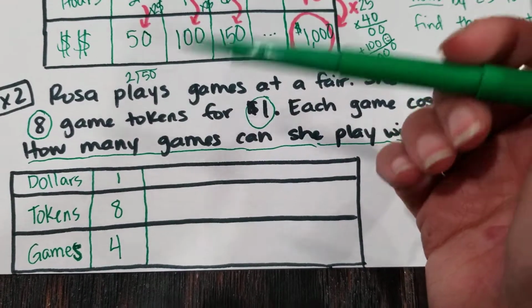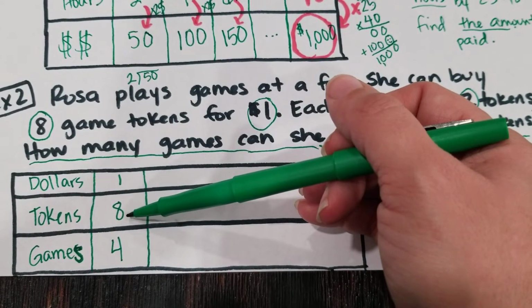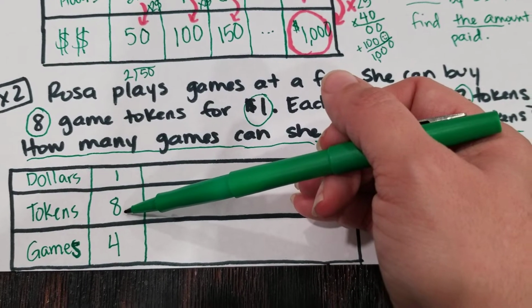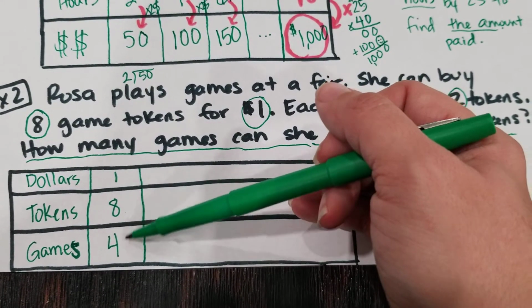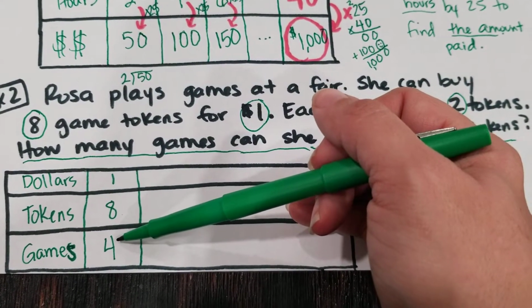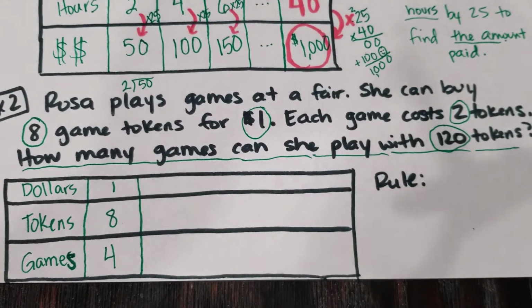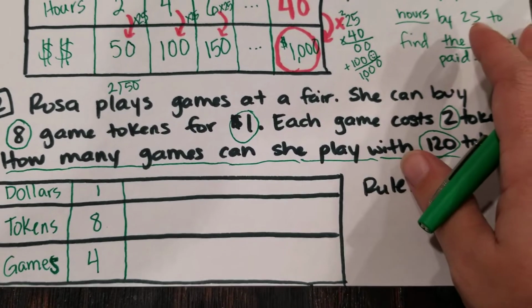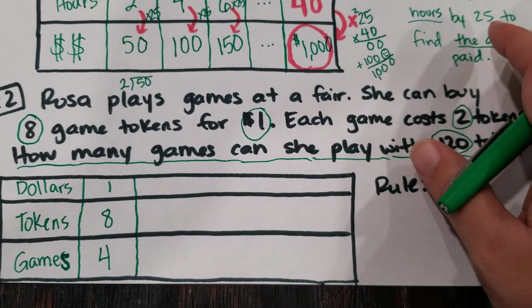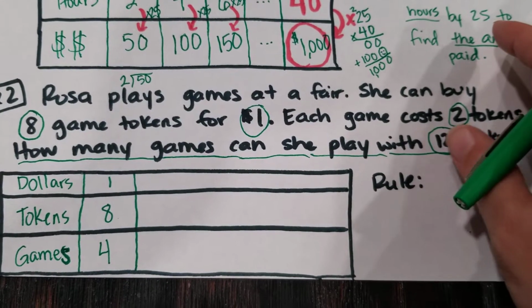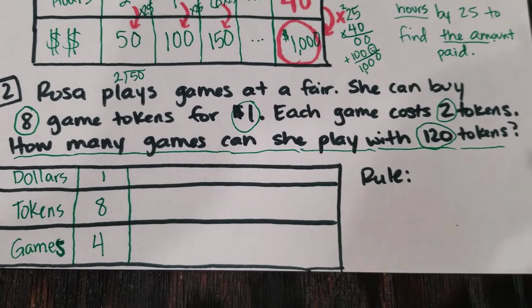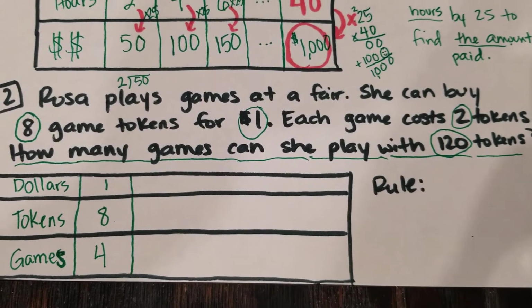In all our other tables, this first number would be multiplied to get the bottom number, but I don't see a bigger number under here. I see a smaller number, so we're going to have to figure out what we need to do for the rule this time. It's going to be different. I can see that already. So let's extend our table a little bit.